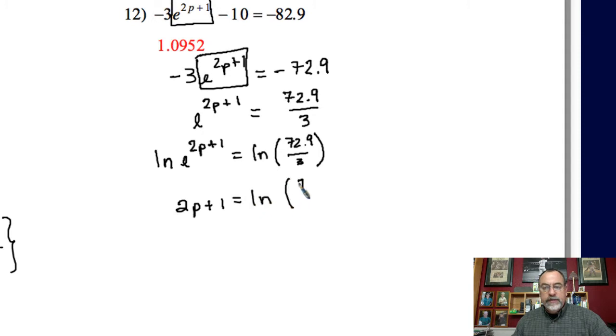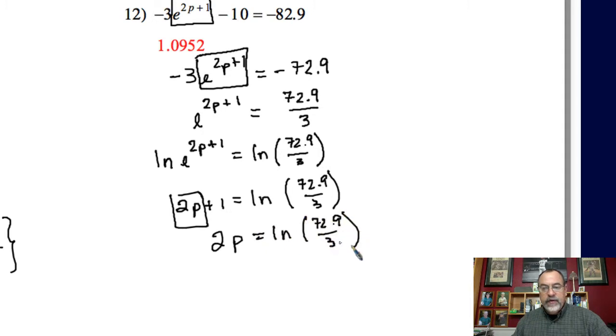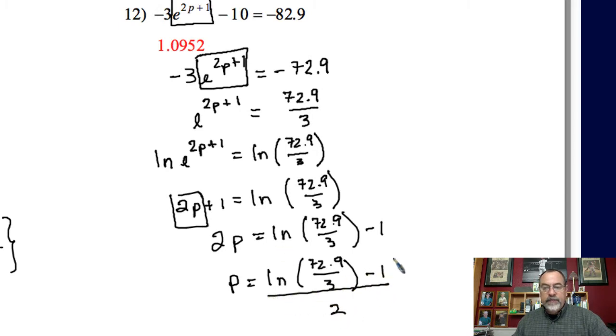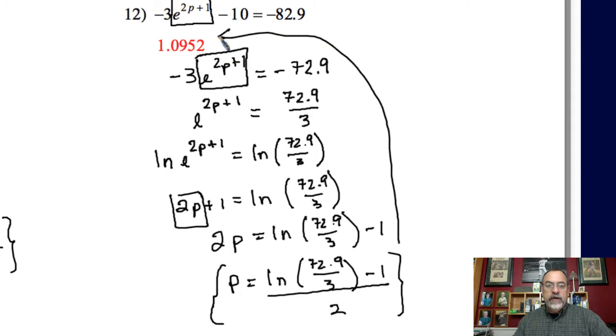So this is going to be, again, still 72.9 divided by 3. And now here's the term with the variable, so I'm going to isolate it. 2p is equal to the natural log of 72.9 divided by 3, and we're subtracting 1 from both sides. And then we're going to divide by 2. So this would be the natural log of 72.9 over 3, that number minus 1, and then all of that divided by 2. So this would be my exact answer, and this is the decimal equivalent rounded off to 4 decimal places.